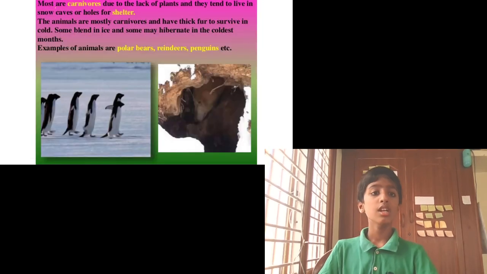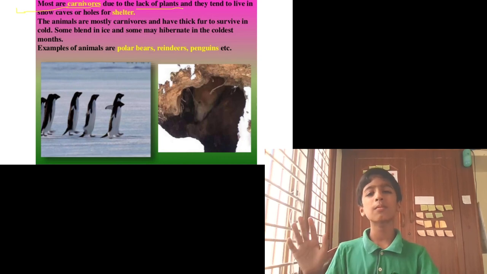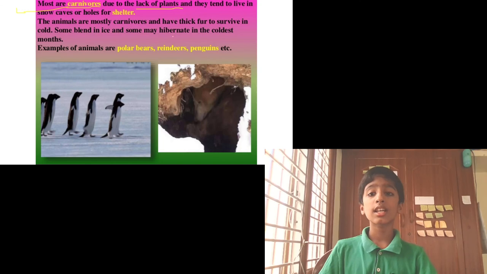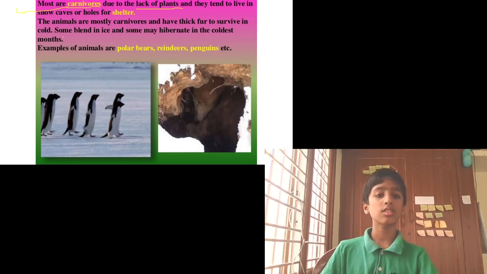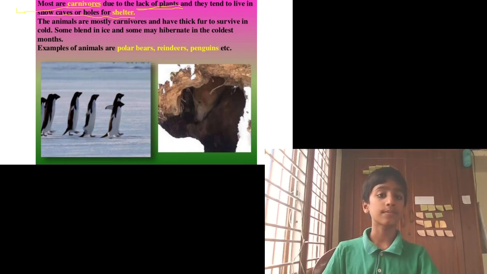Now, most animals are carnivores. What are carnivores? They eat the flesh of other animals because there is a lack of plants. There are not many plants because it is too cold, so the plants cannot live. Due to the lack of plants, there are no herbivores and omnivores. They use snow caves or holes for shelter. The animals, mostly carnivores, have thick fur to survive the cold.